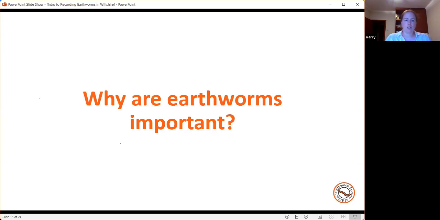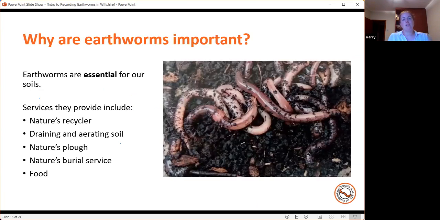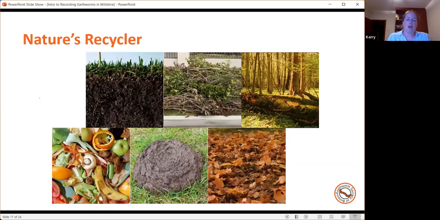So, moving on to the ecosystem services that earthworms provide and why they're important. They are essential for our soils, and the world and soils wouldn't exist as we know it without earthworms. They do lots of different, really important things for our soil. One of them is they act as nature's recycler. They're decomposers, feeding on dead organic material, further breaking it down and recycling it into more fertile substrates.